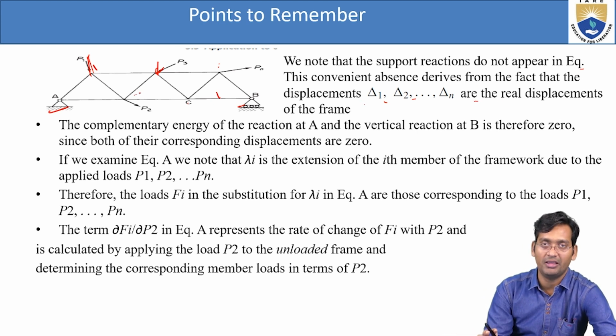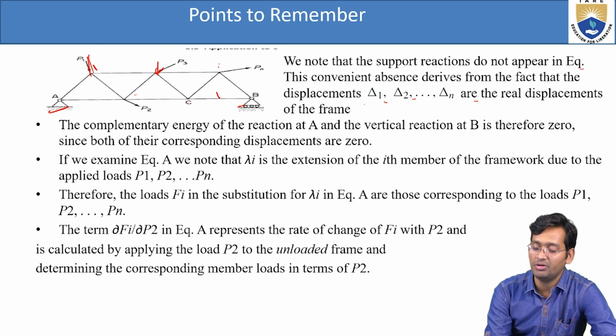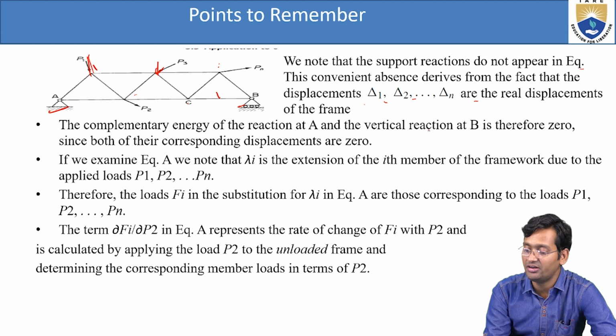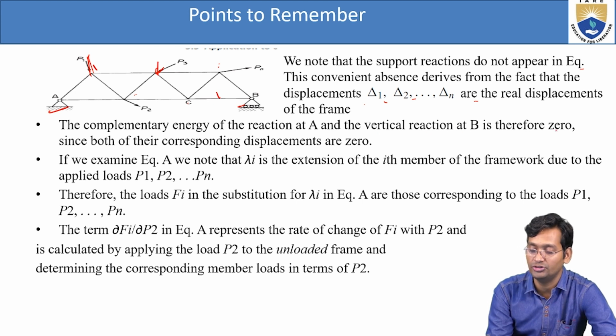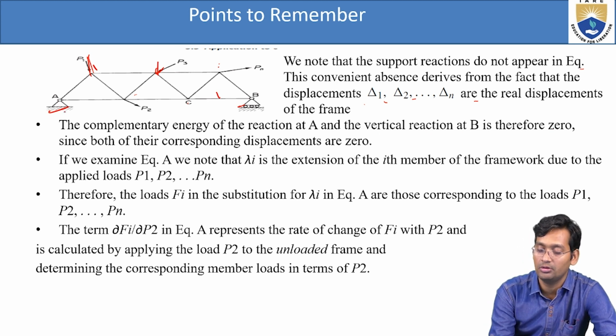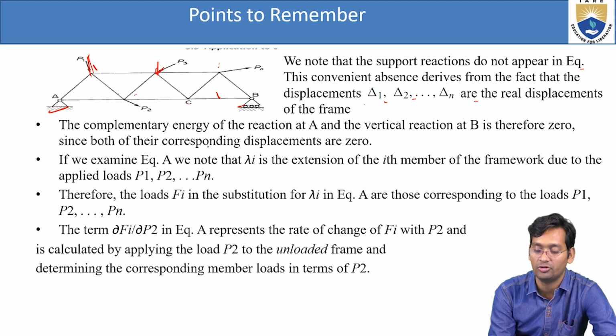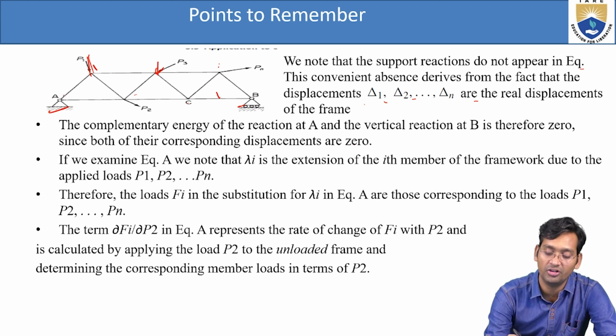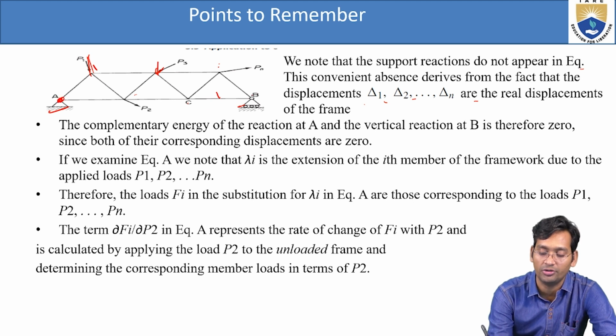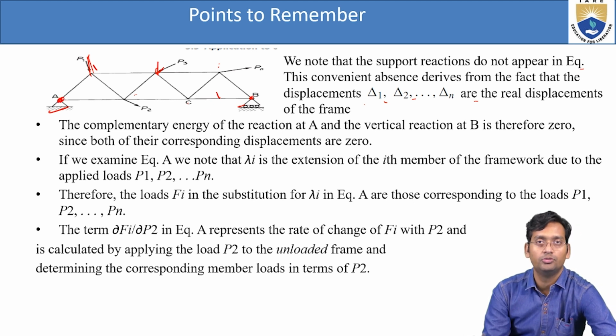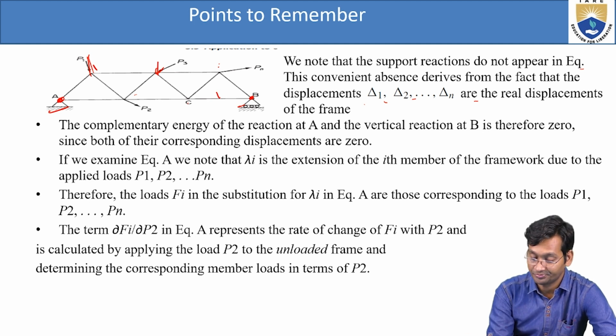So now we are applying the complementary energy. The complementary energy of the reaction at A and the vertical reaction at B is therefore 0. So at this point and at this point, the vertical reaction will be what? 0, since both of their corresponding displacements are 0, because here there is no displacement of this point, right? No displacement means their reaction will be 0.